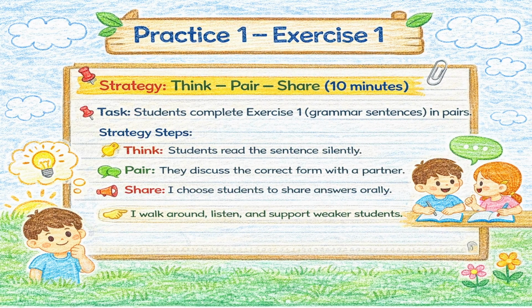Practice 1, Exercise 1. Strategy, think, pair, share, 10 minutes. Students complete Exercise 1, grammar sentences, in pairs. Strategy steps. Think, students read the sentence silently. Pair, they discuss the correct form with a partner. Share, I choose students to share answers orally. I walk around, listen, and support weaker students.